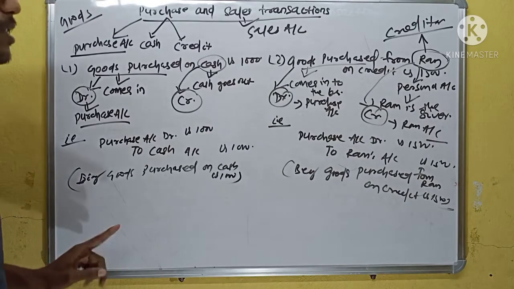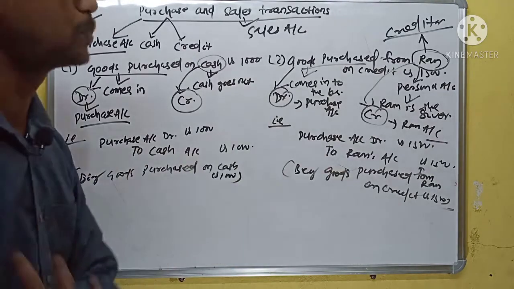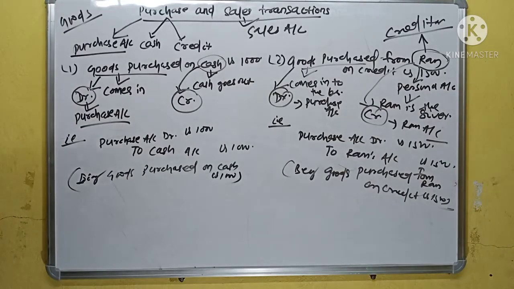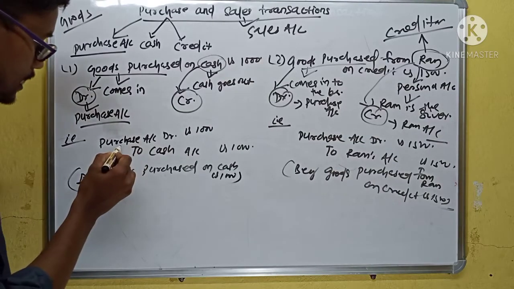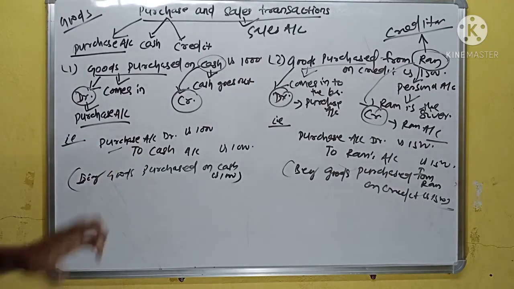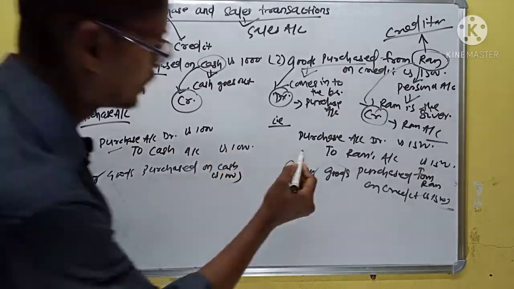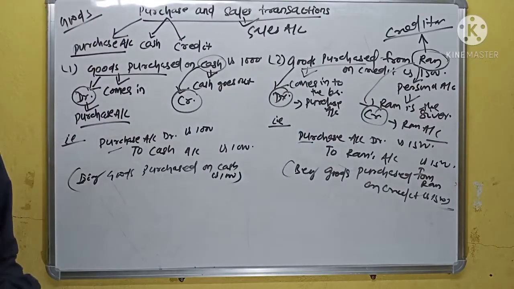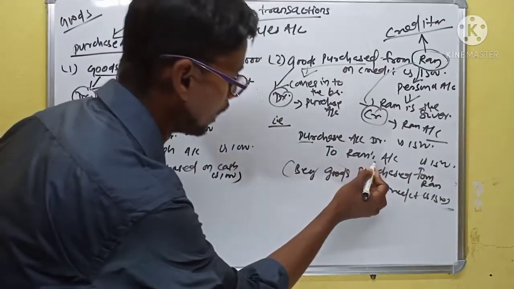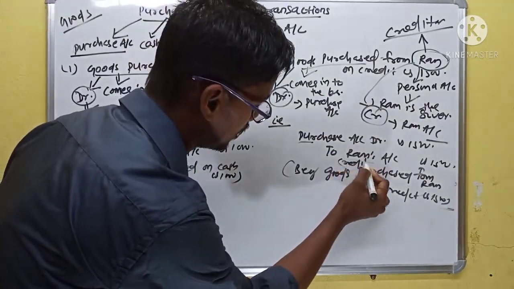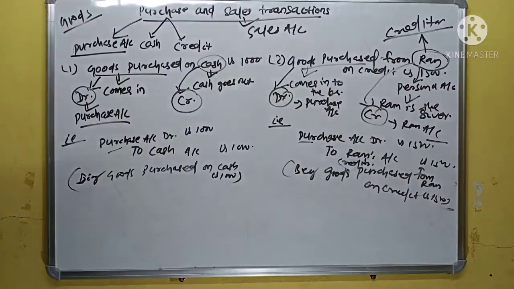Here goods purchased on cash, and here goods purchased on credit. When goods are purchased on cash, purchase account debit to cash account, and when goods are purchased on credit, the journal entry is purchase account debit to Ram's account, or creditor's account.